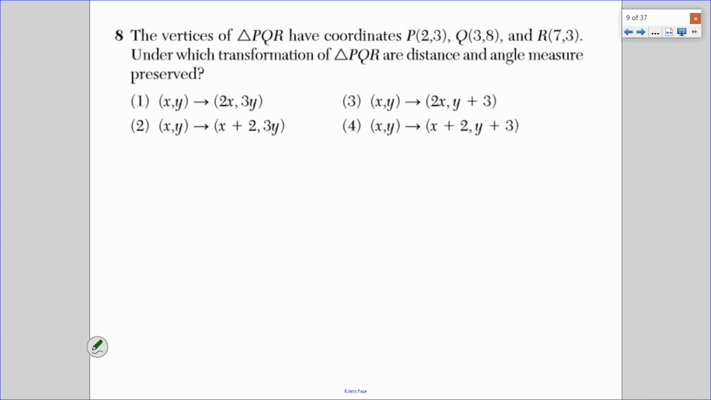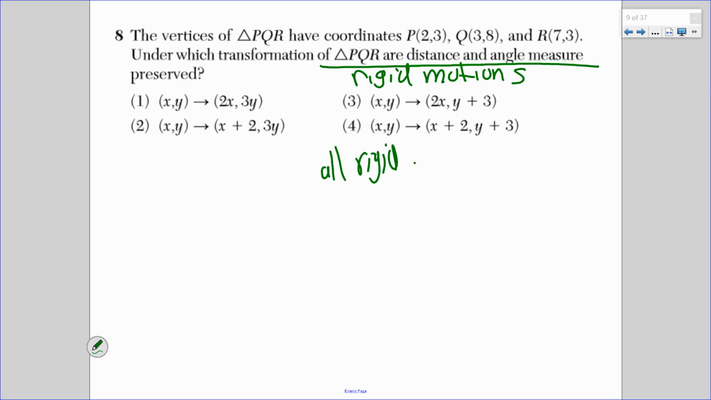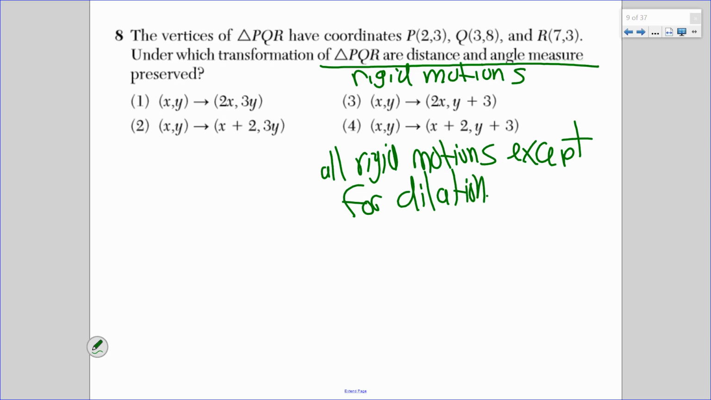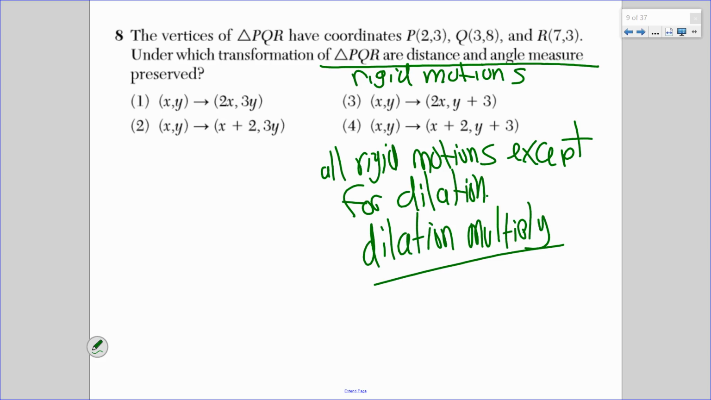8. The vertices of the triangle PQR have coordinates P, Q, and R. Under which transformation of triangle PQR are distance and angle measure preserved? What preserves distance and angle measure? Rigid motion. They are all rigid motions except for dilation. They all preserve a congruent figure except for dilation. And a dilation is where you're multiplying.